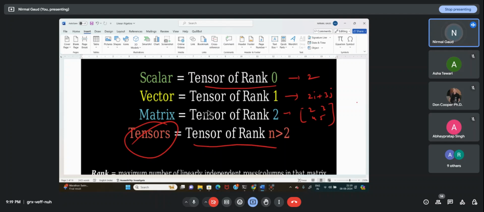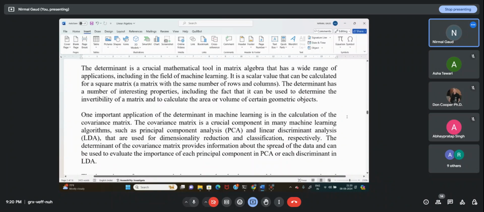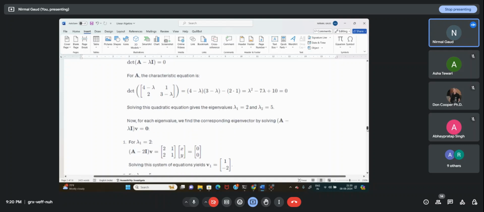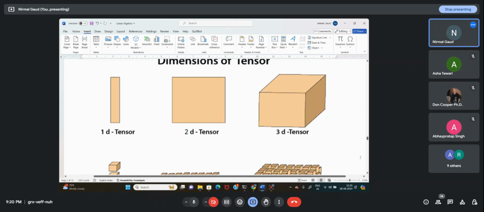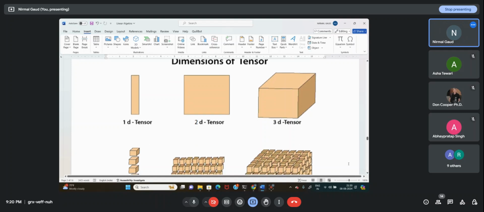Yesterday a question was asked to me, sir, how do you represent tensors? Let me show you how I represent a tensor. Here is a diagram. This is a tensor. A 1D tensor is a vector. 2D is a matrix. This is a 3D tensor. That means adding one more dimension.